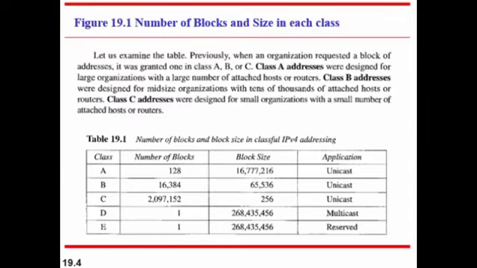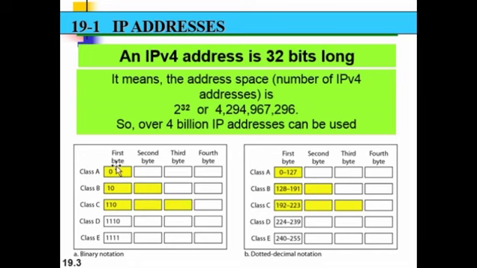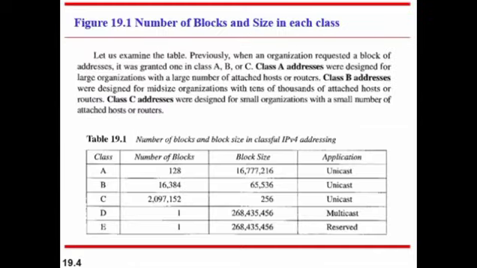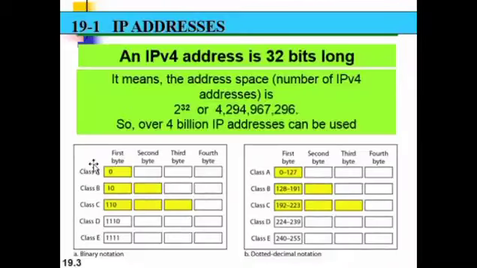If we discuss the example of the first one, in class A we have 1 byte as the net ID and 3 bytes as the host ID. Here you can see that 0, the 1 bit is specified for a specific reason, right? The remaining bits are 7, so 2 raised to power 7 equals 128, right?